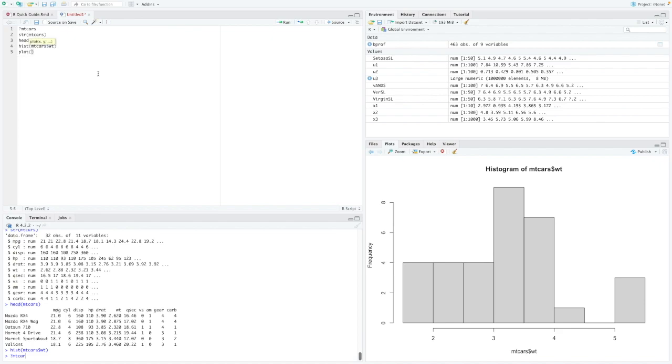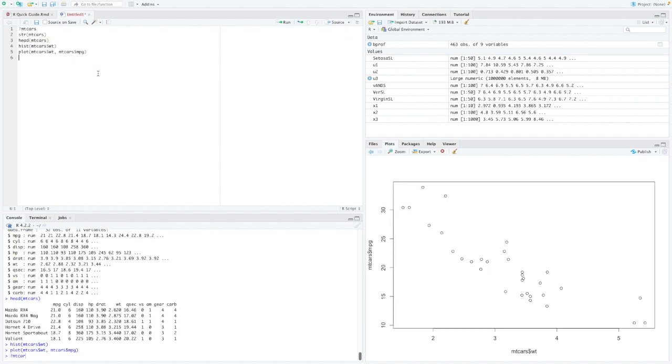So I would need to plot this. I'm going to plot my weight by my miles per gallon. Now let's just see what that looks like real quick. All right, so here's my weight. As my weight increases, my miles per gallon decreases. This has a negative correlation, right? It has a negative R value. That's what I would expect.